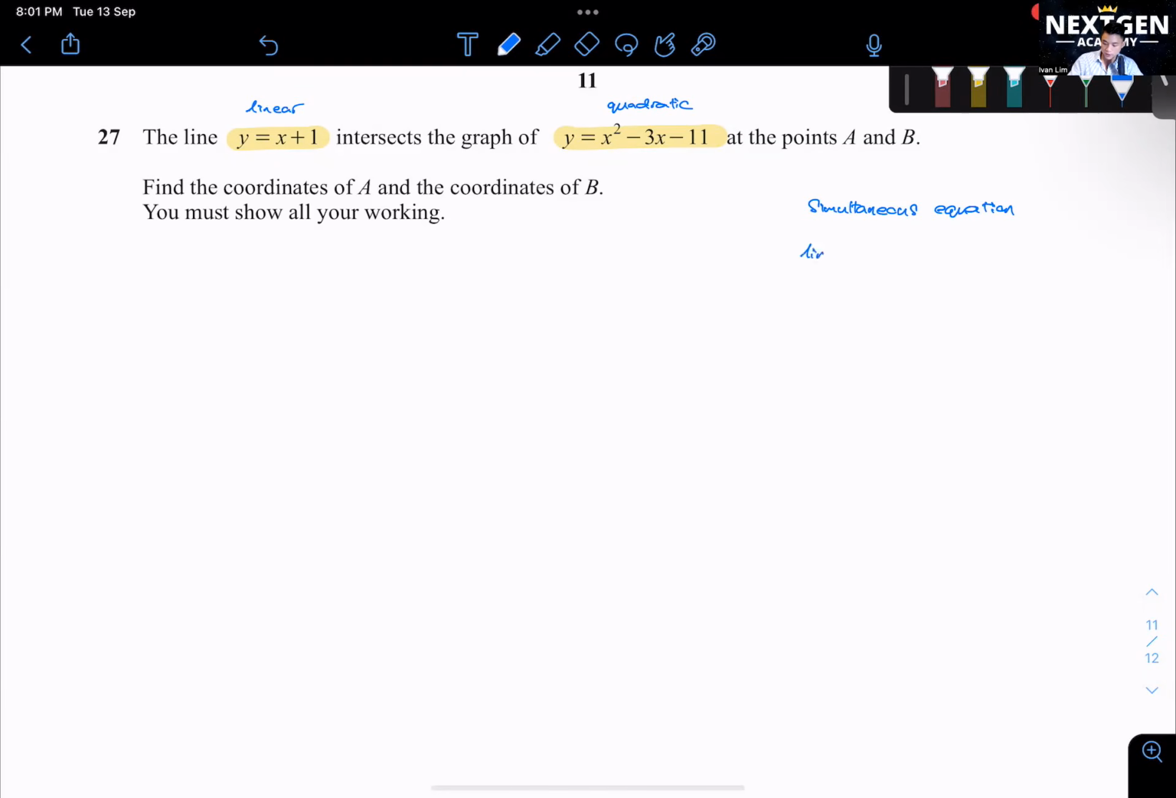So if you've got one linear equation and one quadratic, remember you cannot eliminate the term. You need to use substitution. Let's call this equation 1, this one equation 2. So you sub equation 1 into 2. But you will need to solve a quadratic equation.